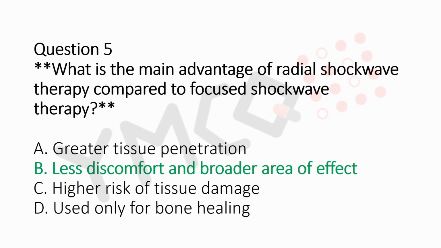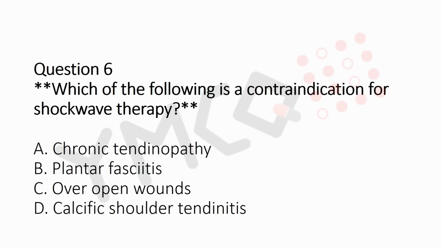Now let's move to question number 6. Which of the following is a contraindication for shockwave therapy? Option A, chronic tendinopathy. Option B, plantar fasciitis. Option C, over the open wound. Option D, calcific shoulder tendinitis. And the answer is Option C, over open wounds.